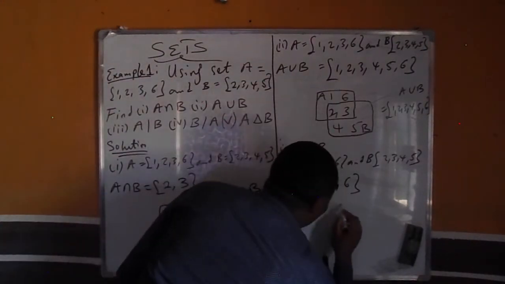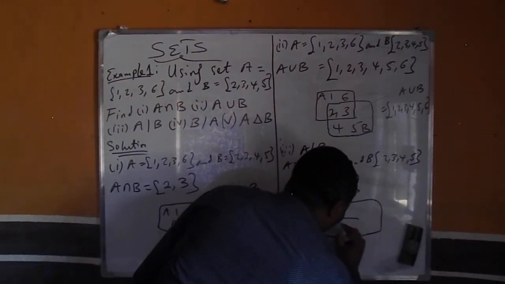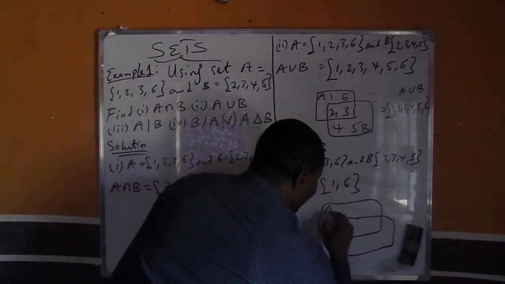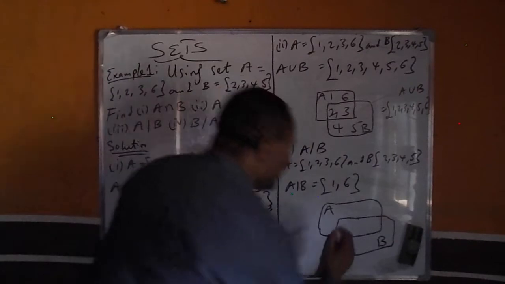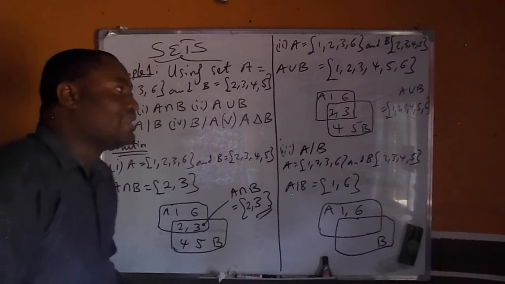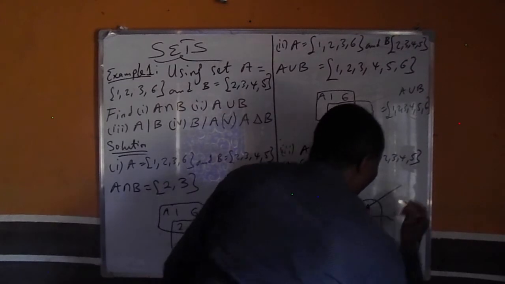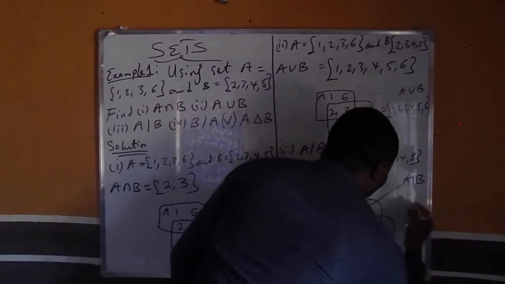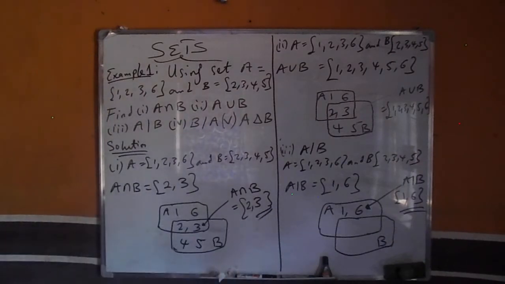Representing this with a Venn diagram, we have A, we have B. Now, what do we have in A that is not in B? That is 1 and 6. That is the only thing we have in A that is not in B. So, this is our answer. A without B equals 1 and 6. That is our answer.